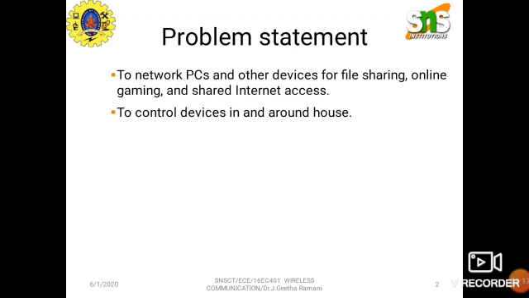What is the problem statement we have? It is to network PCs and other devices for file sharing, online gaming and shared internet access. Next is to control the devices in and around your house. Whenever we have Wi-Fi in our home, it will be accessible to a particular range, right? So we have to set for all the things. That is what we are going to take as a problem statement.